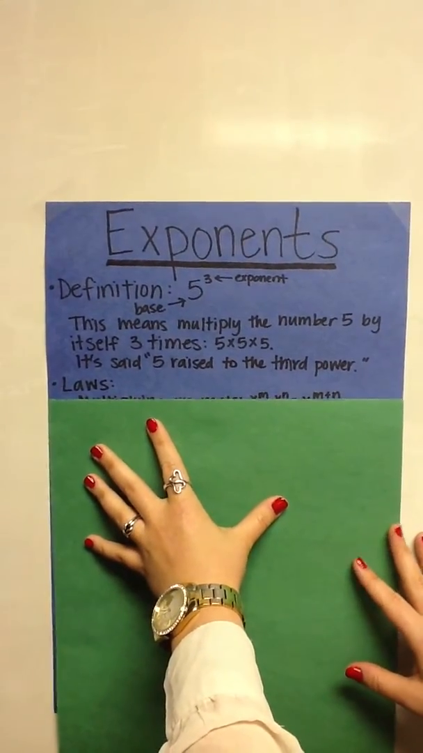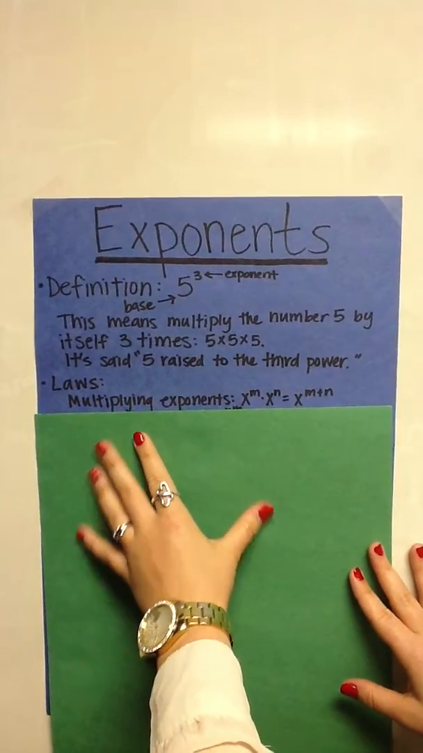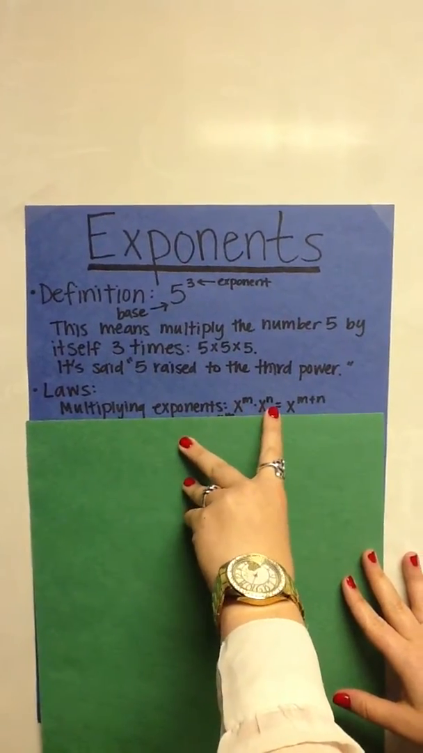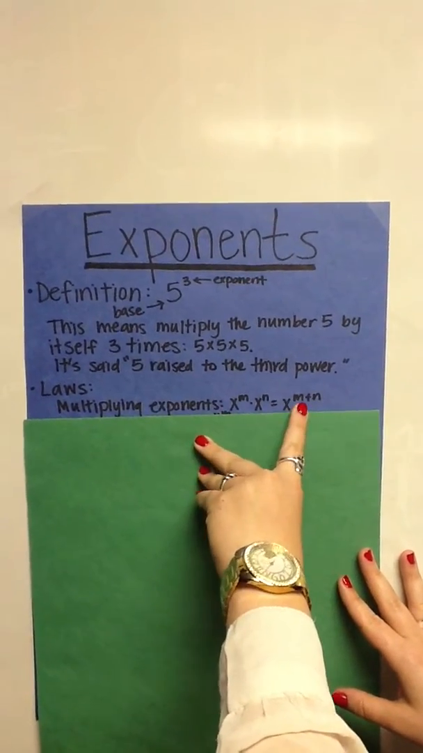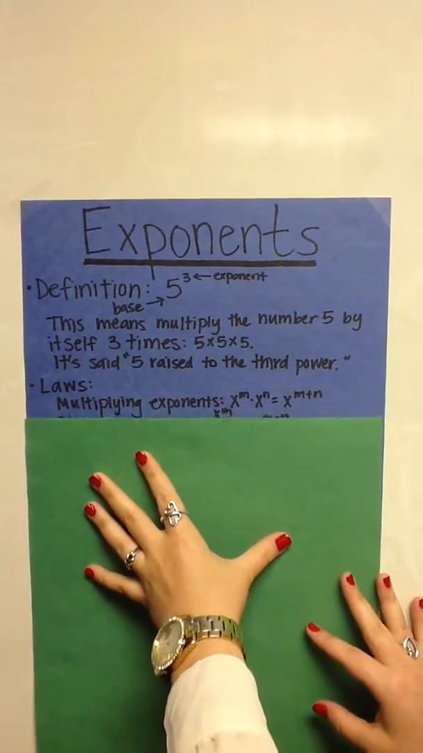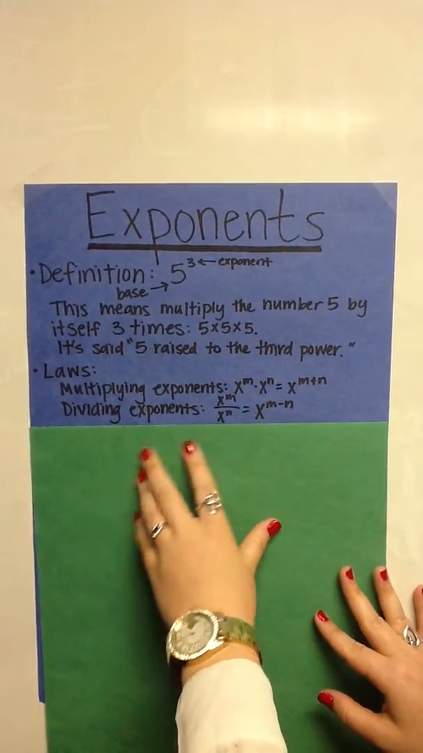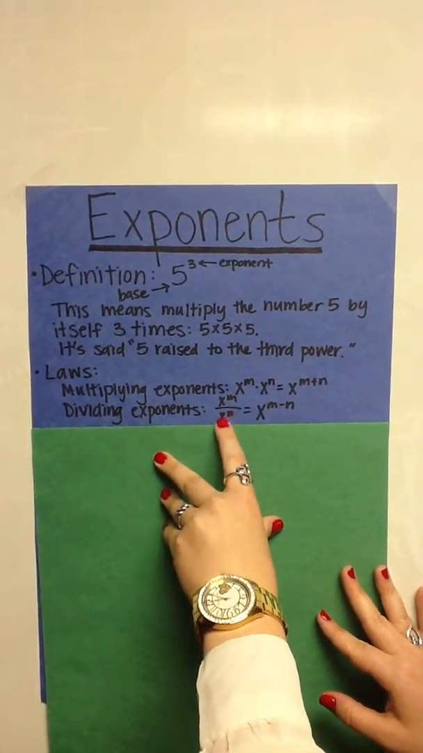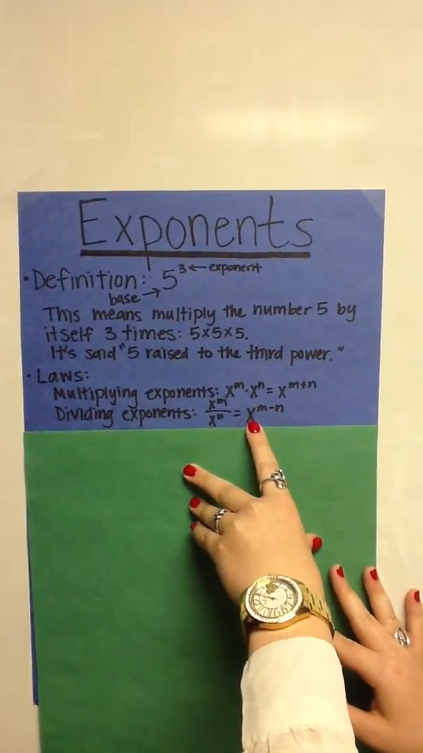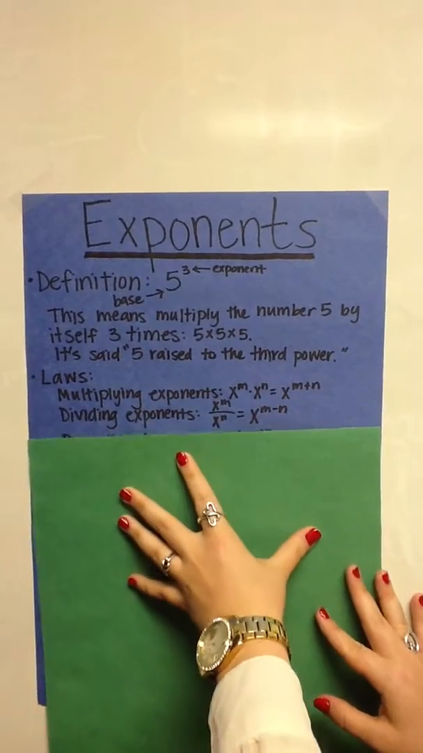There are some laws of exponents that you need to know. First, multiplying exponents. If you have x to the m times x to the n, your product will be x to the m plus n. So you add the exponents here if they have the same base. Dividing exponents: if you have x to the m over x to the n, you're going to subtract your exponents. So you will have the same base raised to the m minus n power.